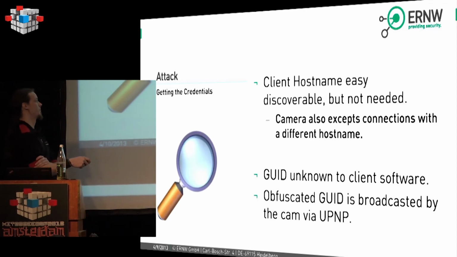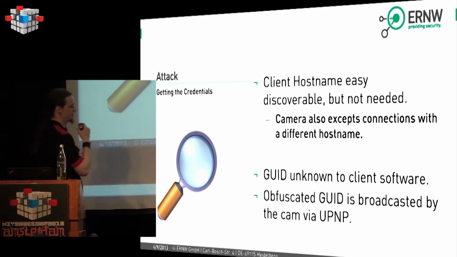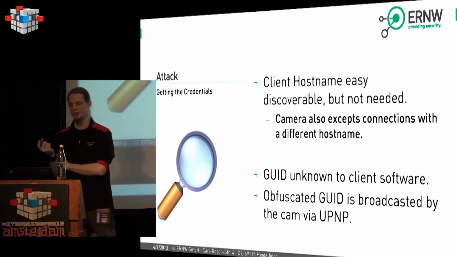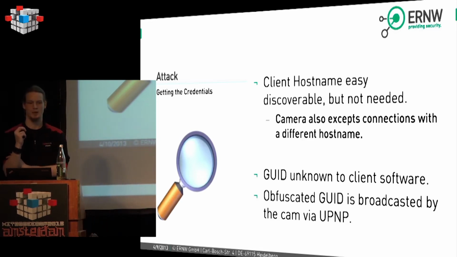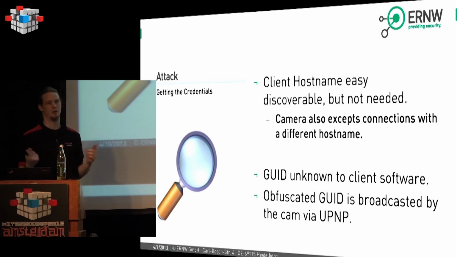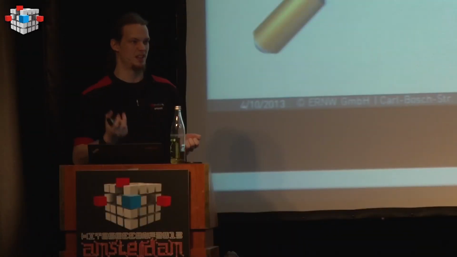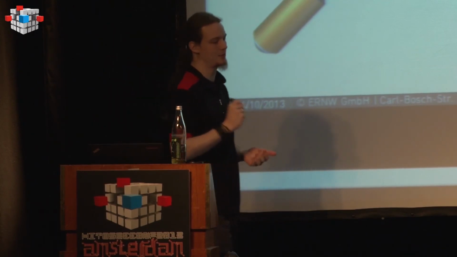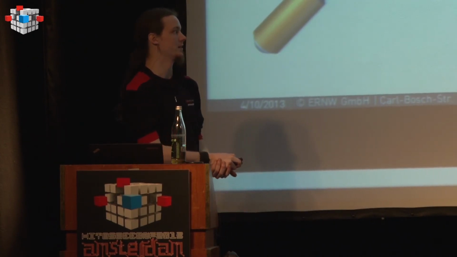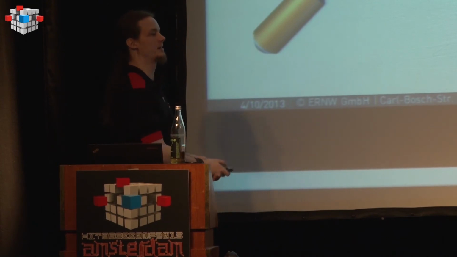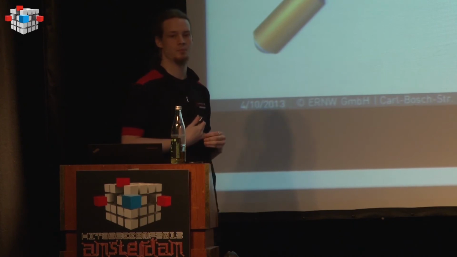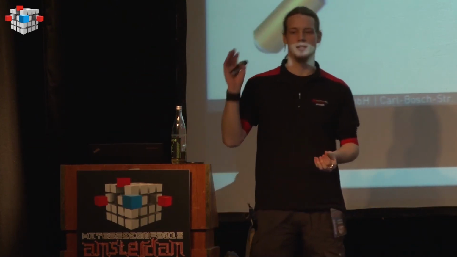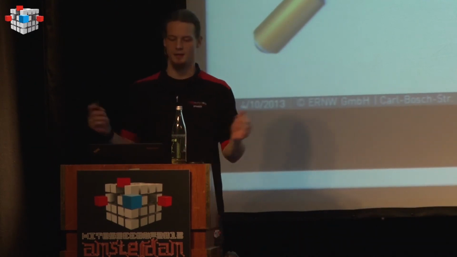Then also the GUID, which after some looking and searching, I figured out is not stored on your client software, as one would imagine, because you got this initial pairing and both exchange credentials, so they should both store the credentials locally. But it's not stored on the host side, it's only stored on the camera, and once the camera connects to a network in the EOS utility mode, it just starts broadcasting the GUID, or somehow obfuscated GUID, over UPnP again. So connecting to the network, just listening to the multicast traffic, and you're fine again.